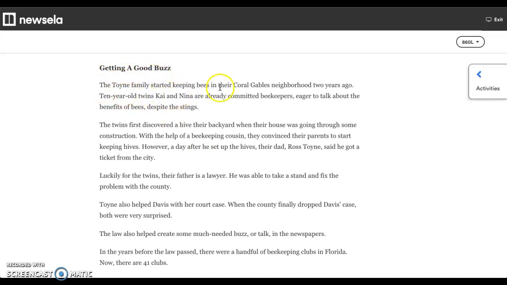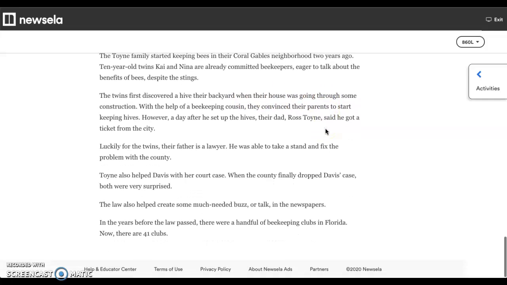The Twain family started keeping bees in their Coral Gables neighborhood two years ago. They discovered a hive in their backyard. So I'm kind of skimming. Look at here, their father was a lawyer. He was able to fix the problem with the county. Twain also helped Davis with her court case. When the county finally dropped Davis's case, they were both surprised.